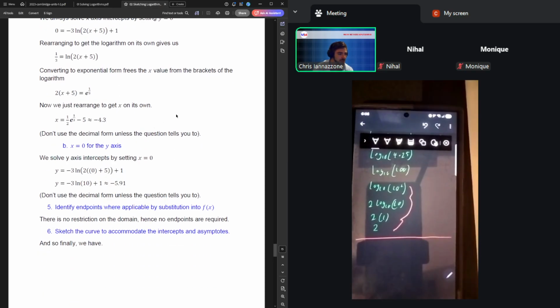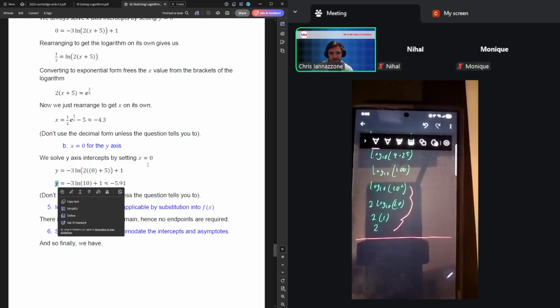Y-axis intercept, much easier. Just shoving an x equals 0 into the function and then doing a quick evaluate. It'll usually be as simple as 2 lines because there's not too much else to do. Y is already on its own, so all we're ever doing is just simplifying a little bit.